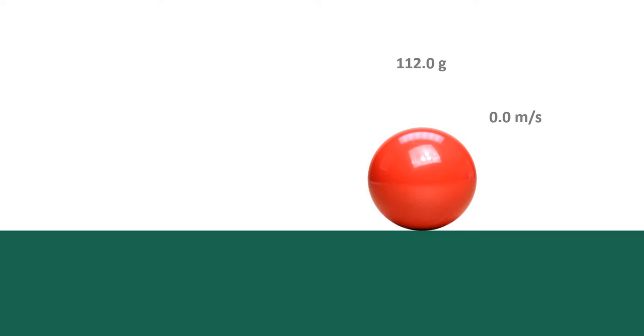So in this case we have the mass of the red ball, which we're going to say is 112 grams, and it currently has a velocity of 0 meters per second. It is at rest. This means, it doesn't take much to work out, that the momentum of this ball is also going to be 0. However, we strike the red ball with our cue ball. Look at that, wonderfully animated there, I'm sure you'll agree.